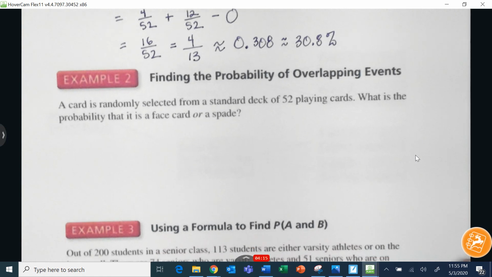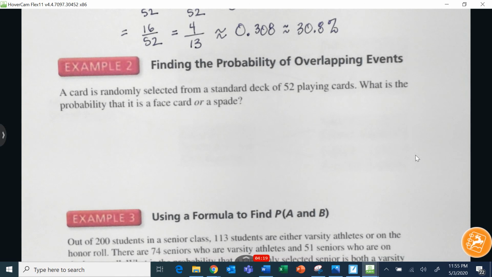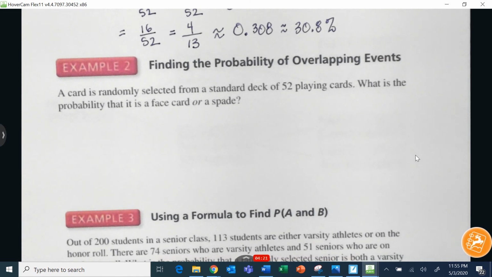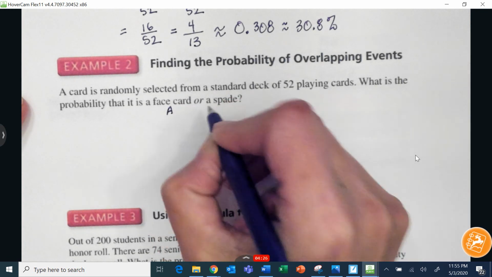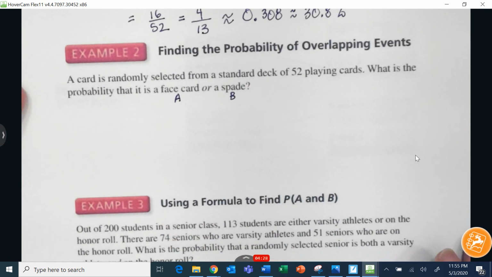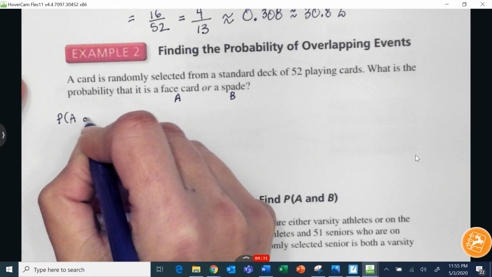Example 2. A card is randomly selected from a standard deck of 52 playing cards. What is the probability that it is a face card or a spade? So we're going to say face card is the A and spade is the B. And we want to find the probability that it is A or B.